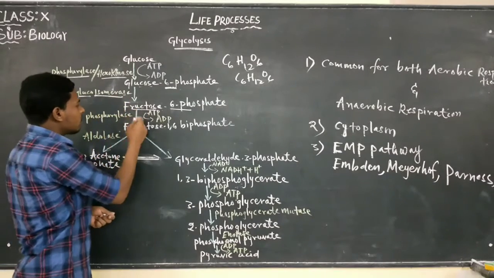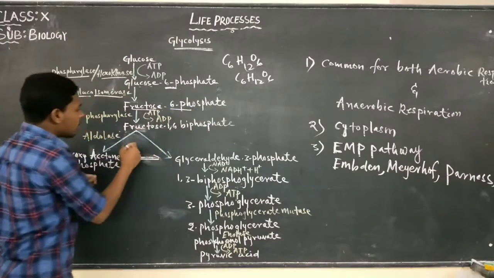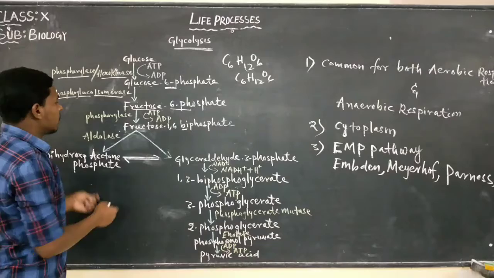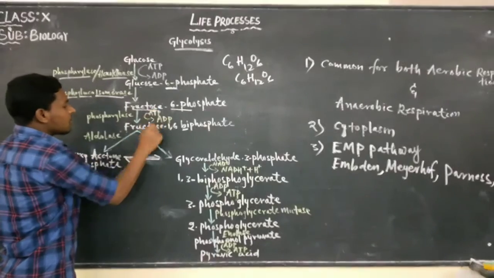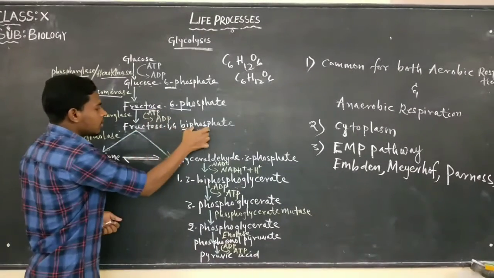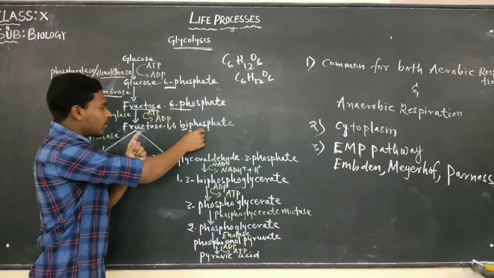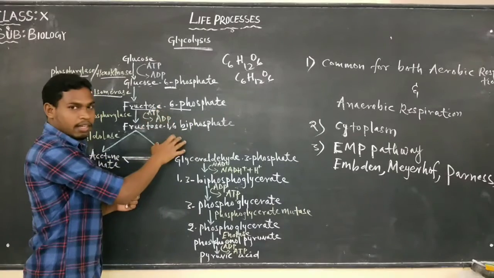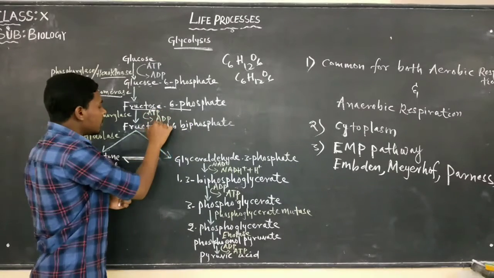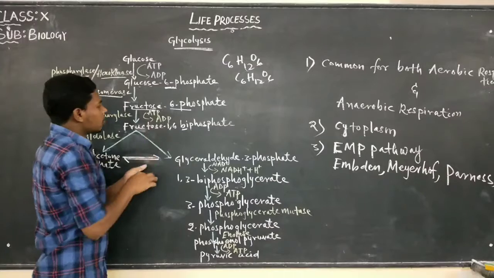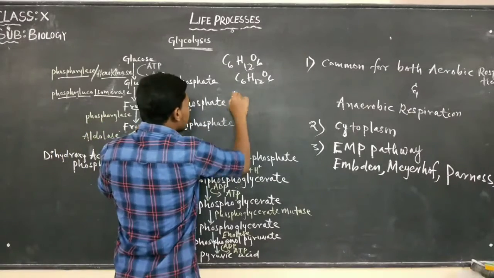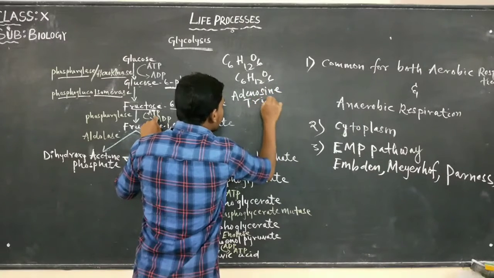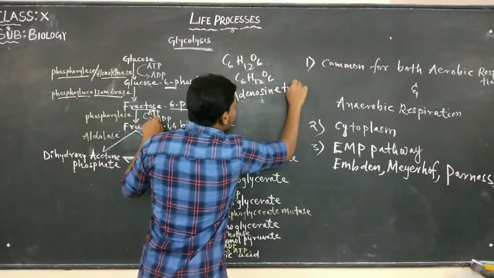The next step is fructose 6-phosphate gets converted into fructose 1,6-bisphosphate. Here again one more phosphate is added, and for this it is ATP that provides the phosphate as well as energy. When ATP is used, it gets reduced into ADP. So what is ATP? Adenosine triphosphate.